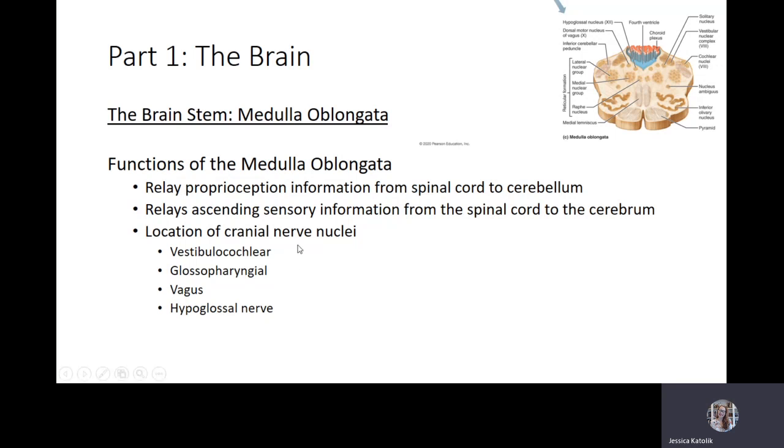Another function of the medulla oblongata is containing some cranial nerve nuclei. It will contain the nuclei for the vestibulocochlear nerve, which is responsible for hearing and balance; the glossopharyngeal nerve, which is responsible for controlling the tongue and the throat, and is also important in taste; the vagus nerve, which will control the parasympathetic response within the torso; and the hypoglossal nerve, which will also control the tongue. Glossal in anatomy refers to tongue. That's why the glossopharyngeal and hypoglossal are involved with taste and motion of the tongue.